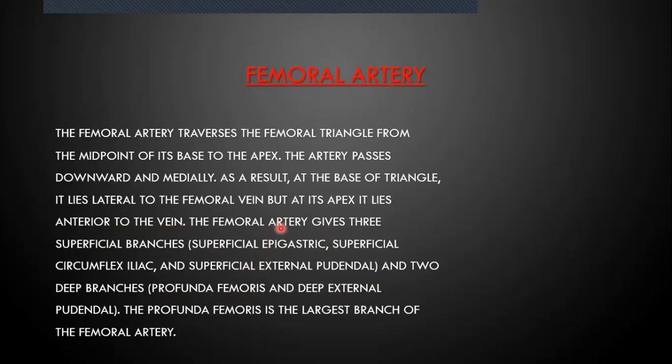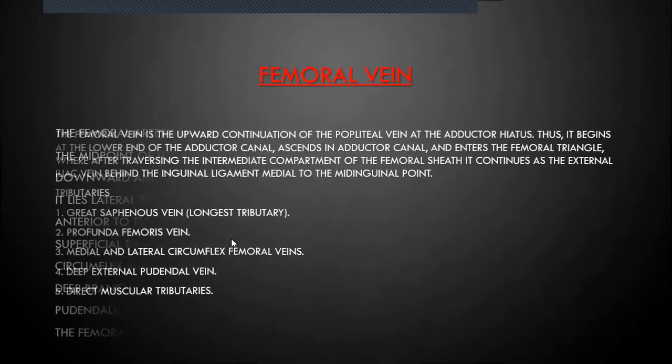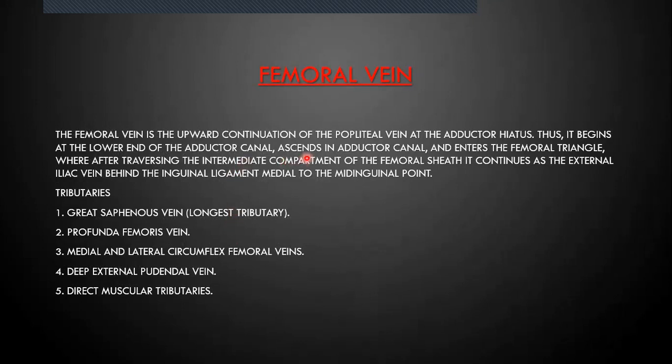Maybe when I will be looking at the course of the femoral artery, we will look at this keenly. Then profunda femoris is the largest branch of the femoral artery. Now let's look at the femoral vein. The femoral vein is the upward continuation of the popliteal vein at the adductor hiatus. Remember, the adductor hiatus is an opening in the adductor magnus muscle. So when the popliteal vein crosses that opening, it becomes the femoral vein, and then it will traverse the adductor canal, also known as the Hunter's canal, also known as the subsartorial canal. We'll be looking at that also in another video.